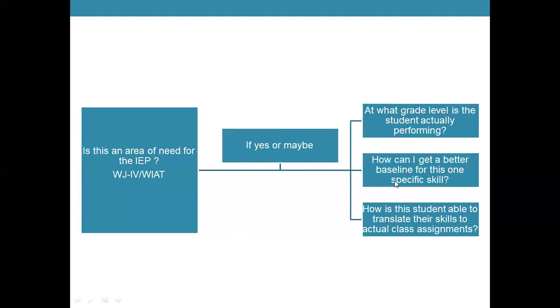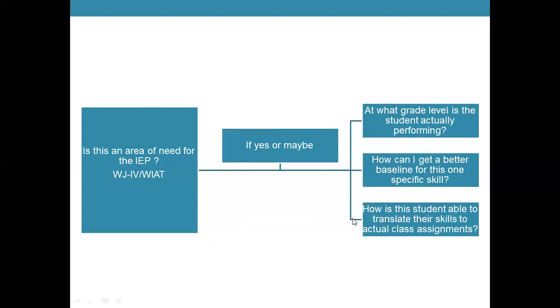How can I get a better baseline for this one specific skill? It's not enough to just say they're struggling and they're below average. What are they actually able to do? And then what are the next steps aligned to that skill that are going to be those critical foundational skills for them to build? So we really need to get that clear baseline on where they're actually performing.